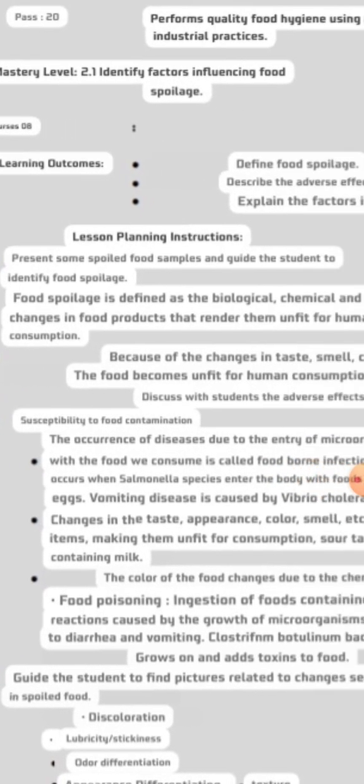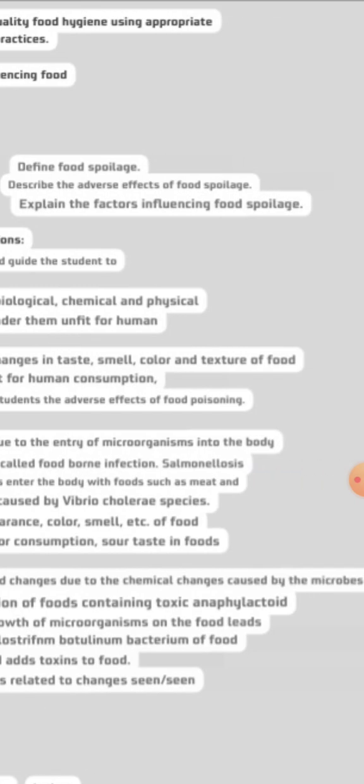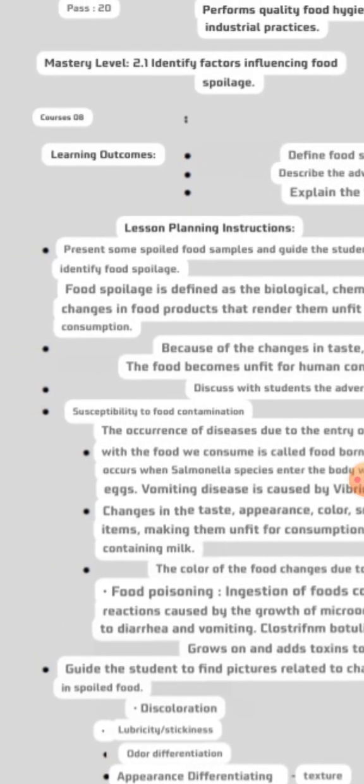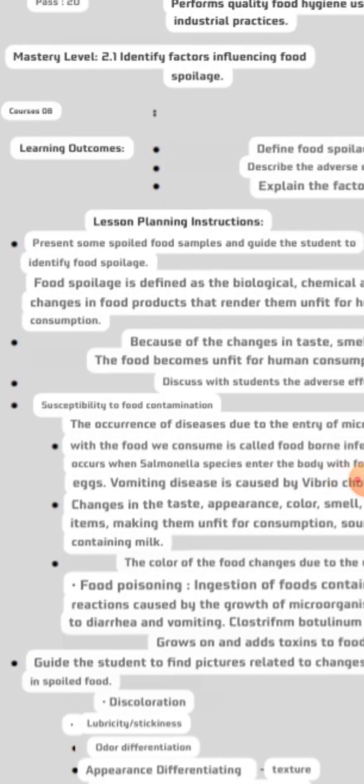The learning outcomes are: what is food spoilage? What are the adverse effects of food spoilage? What are the factors that influence food spoilage? They have given lesson planning instructions for the teachers who teach this: present some spoiled food samples and guide the students to identify food spoilage. I think you would already know foods that have spoiled in your day-to-day life. So we'll go on to the lesson.